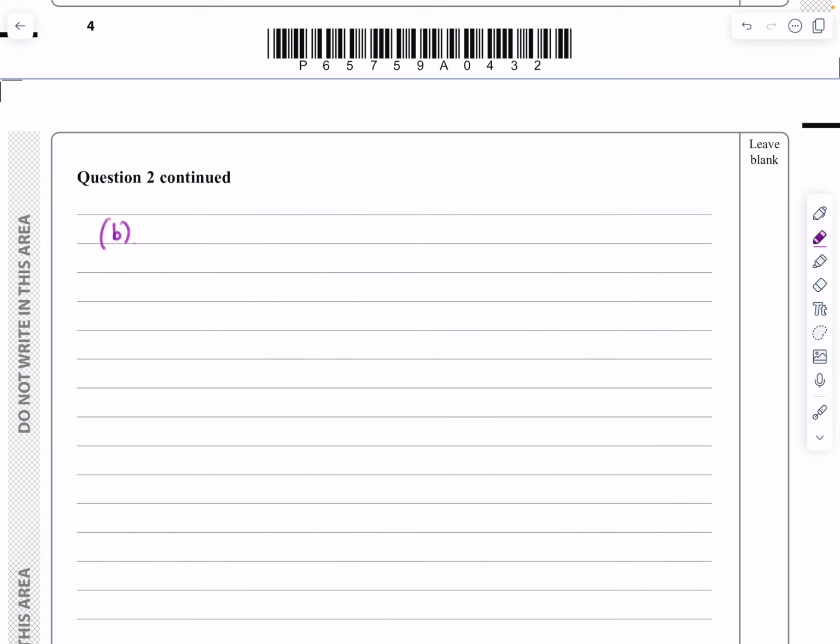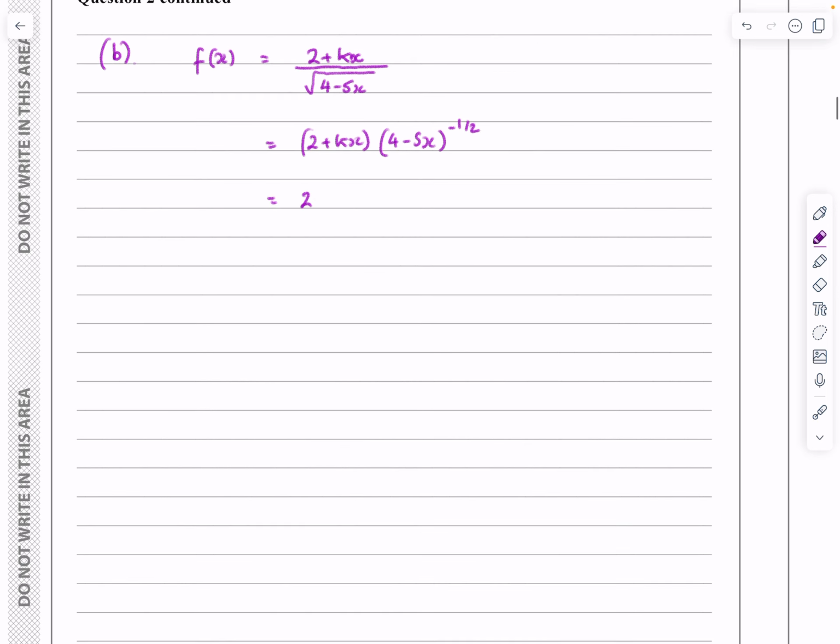So for part B, I've got that f(x) is equal to (2 plus kx) all over the square root of 4 minus 5x, but this 4 minus 5x, as I just said, is actually (4 minus 5x) to the power of minus a half. And because it's that, we can say that's my previous answer: that's (2 plus kx) times (a half plus whatever we had from before, 5x over 16, I think it was, and was it 75x squared over 256?). Keep an eye on your handwriting as we're going through and doing this.